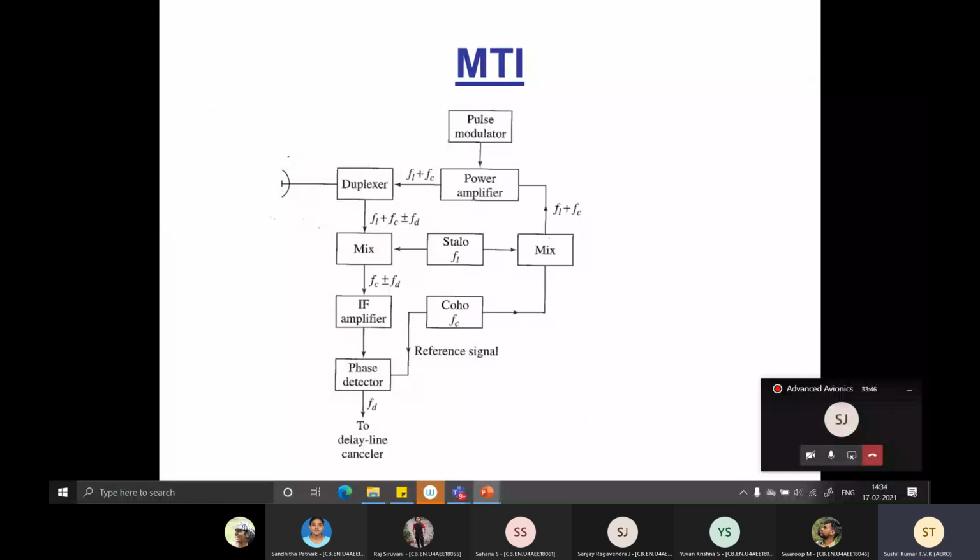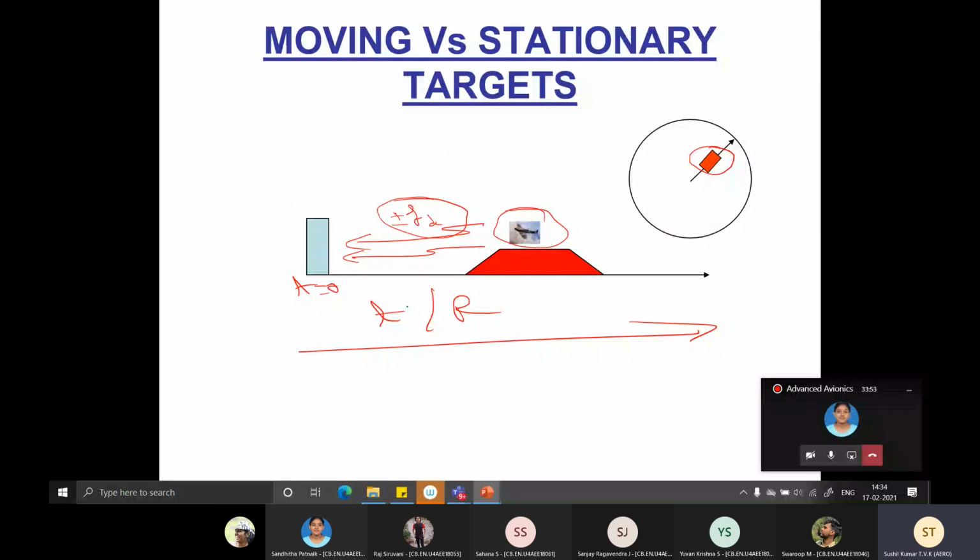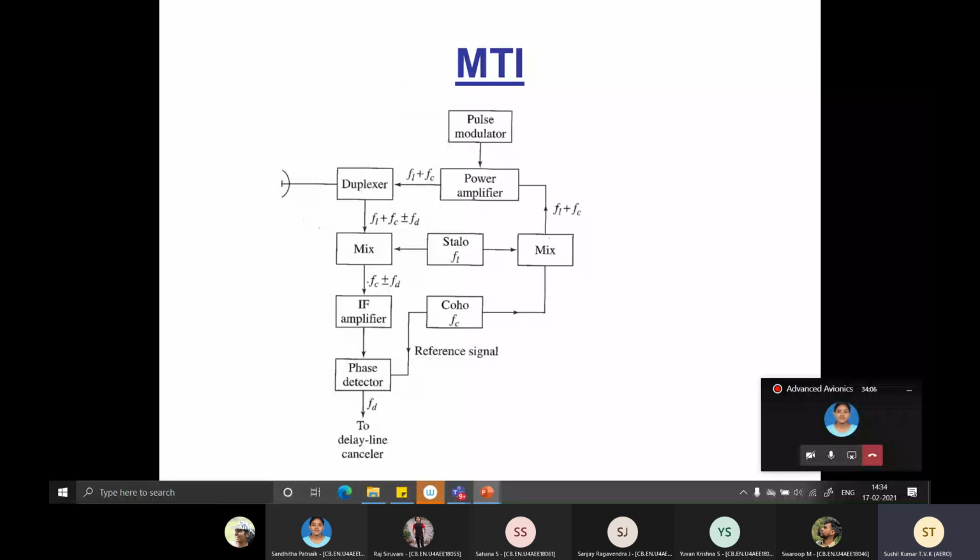The problem is, how do we differentiate moving and stationary targets? Right? Because the radar doesn't know. It's an incoming signal and it's just going to display it. So for that we require this moving target indicator, whose basic output is nothing but the phase difference between the reference signal, that is what has been transmitted, and what is being received. So it's just detecting the phase change.